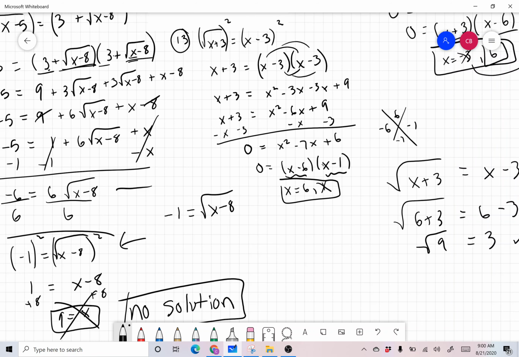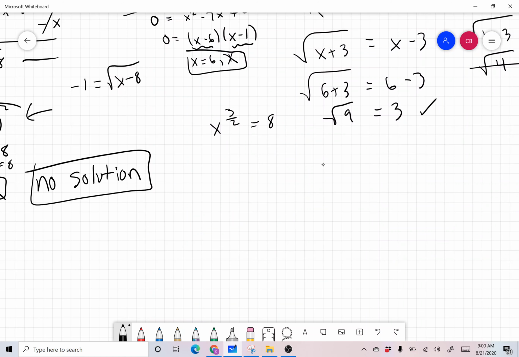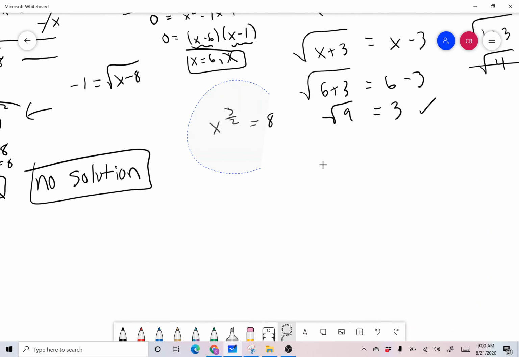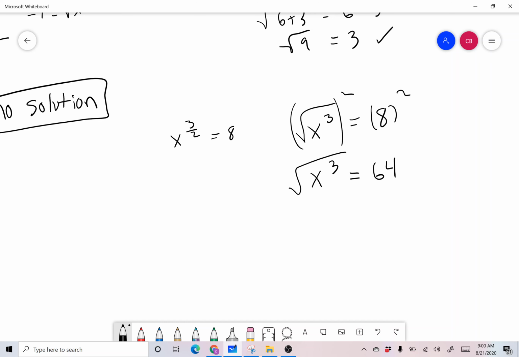Now the last thing we're going to talk about are these ones. We have x to the 3/2 power equals 8. So I'm just going to move that down real quick. Okay. x to the 3/2 power equals 8. So what does that look like? So this is the square root of x to the 3rd is equal to 8. So to solve this, we're going to square both sides. x to the 3rd is equal to 64. Then take the 3rd root. And this gives us x is equal to 4.